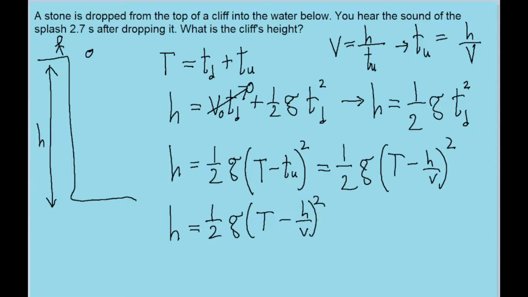This tells us that the only way we can solve for h is to write this equation as a quadratic equation, and then use the quadratic formula to solve for that. So we'll have to do a bit of rewriting for this to work. First, we can use the FOIL method on this binomial term here to get this out into terms that are easier for us to work with. So big T squared minus 2ht over v plus h squared over v squared.